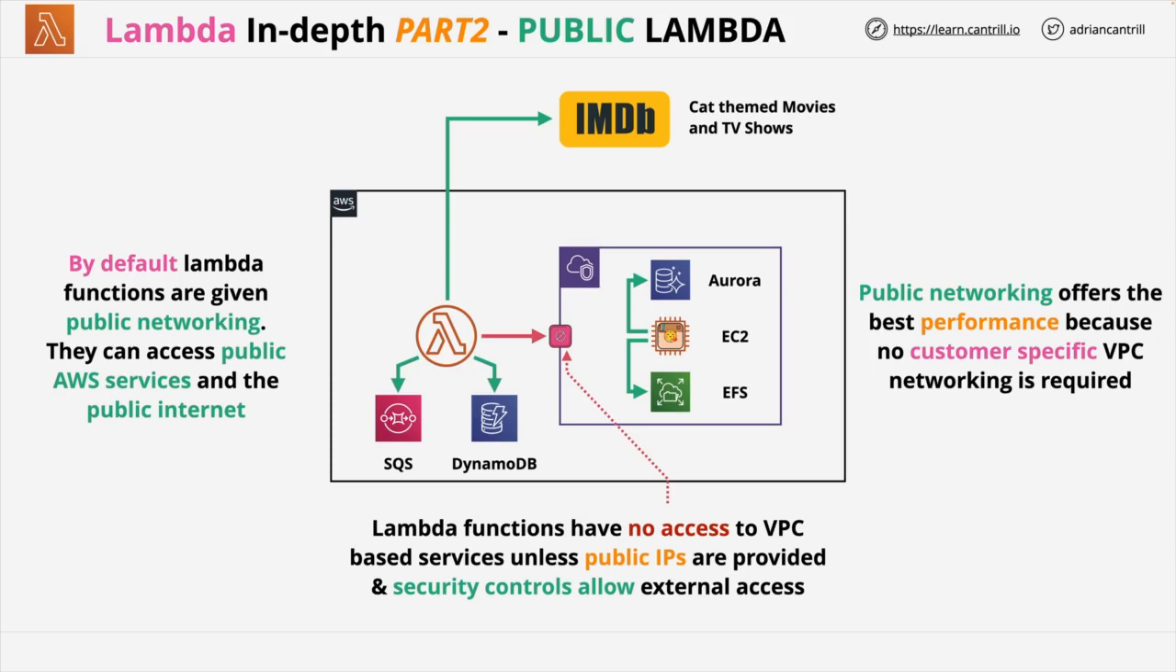So with the architecture on screen now, this Lambda function could not access Aurora, EC2 or the Elastic file system unless they had public addressing and the security was configured to allow that access. So in this example, without configuration changes, the Lambda function could access public services but would have no access to anything running inside the VPC. Now, in most cases, in my experience, Lambda is used with this public networking model, but there are situations where this isn't enough, and for those situations, Lambda can be configured to run inside a VPC.